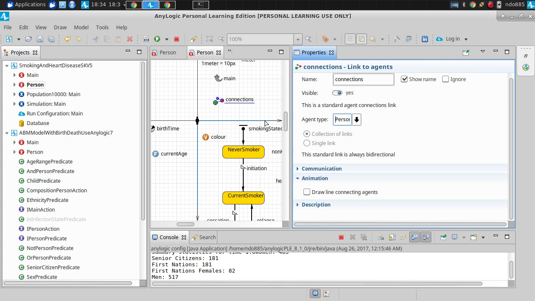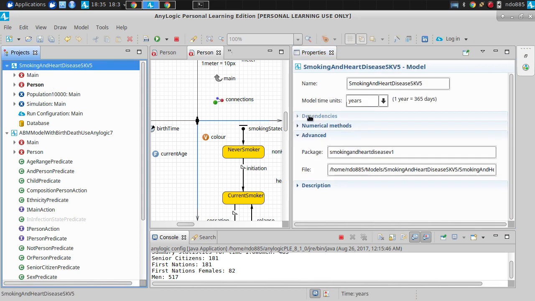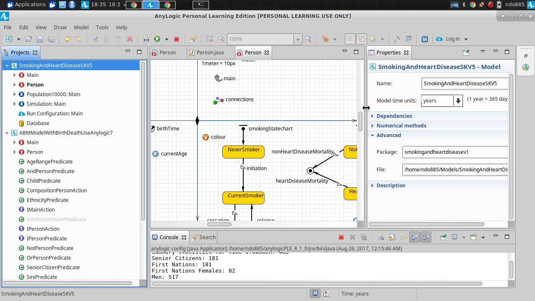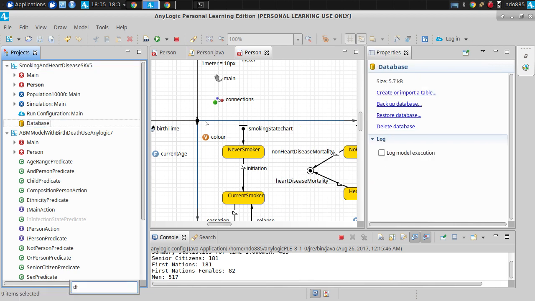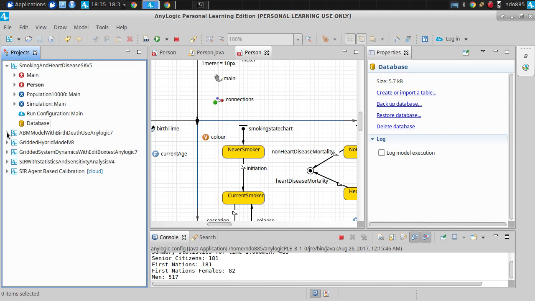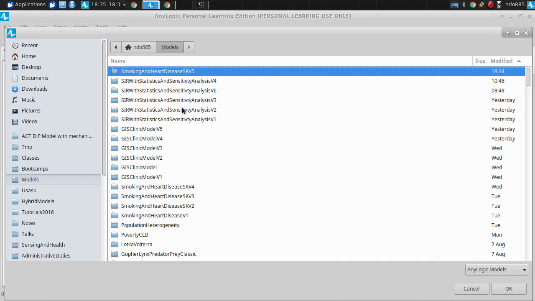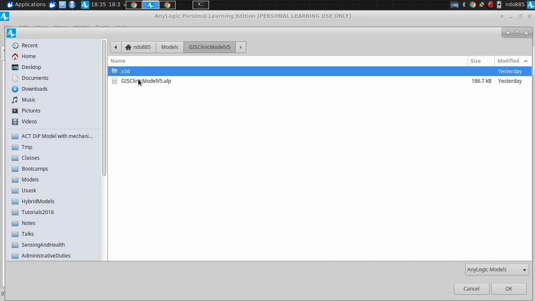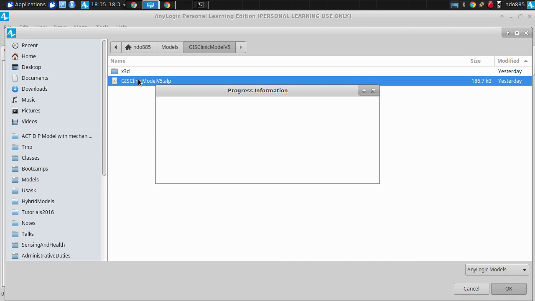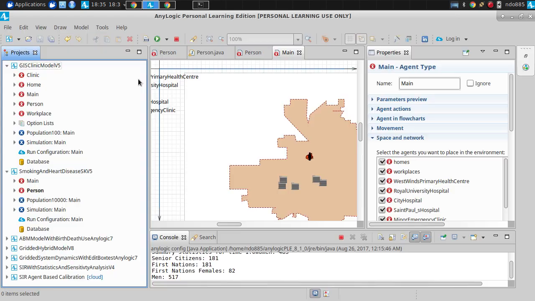So this is one place you see this. I'll show you another place. We created a model, which you may remember. It was the SIR model. I may have it open here. It's not that one. It's the GIS one. Remember that? Here we are, the GIS model version 5. Do you remember that we had a clinic and people could flow through the clinic?